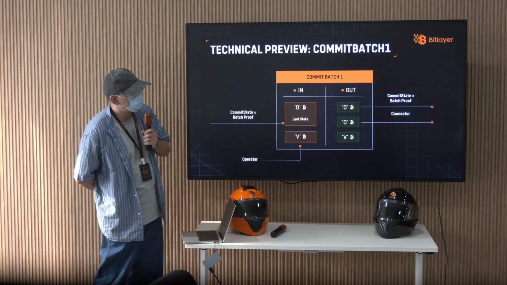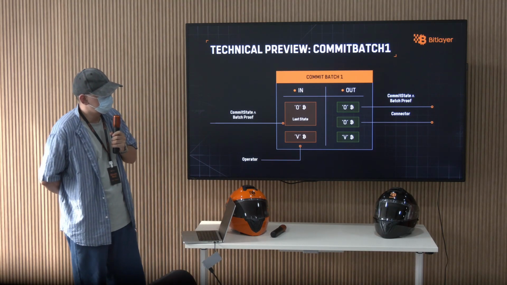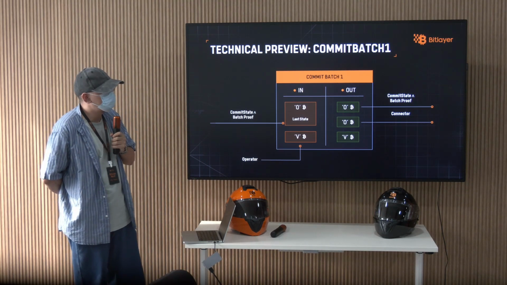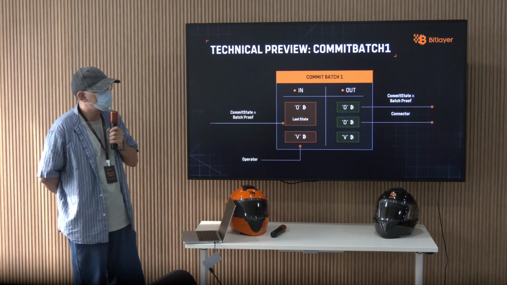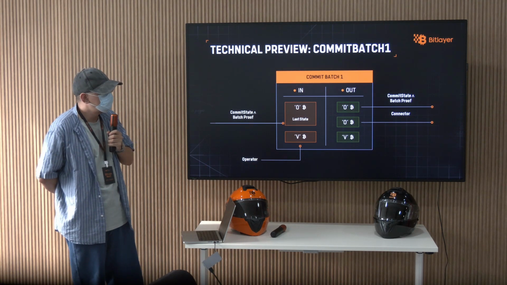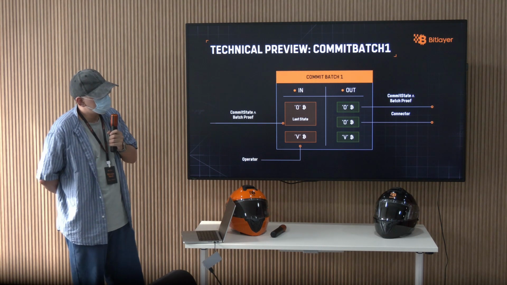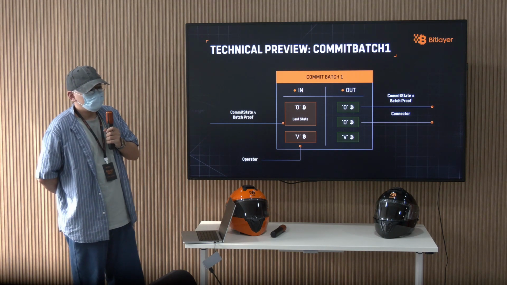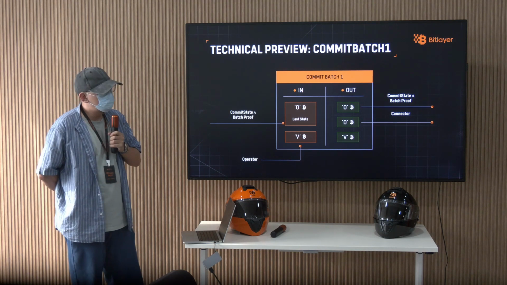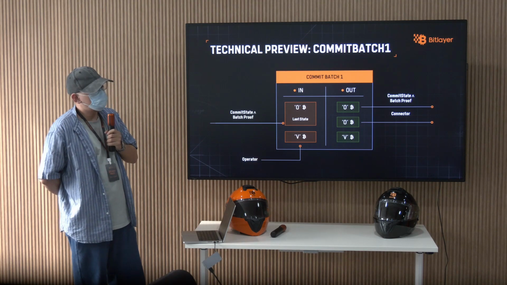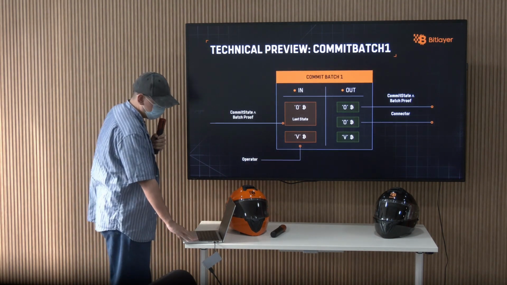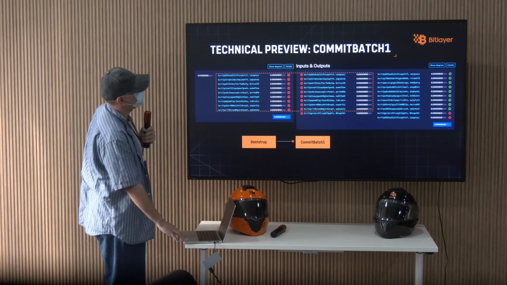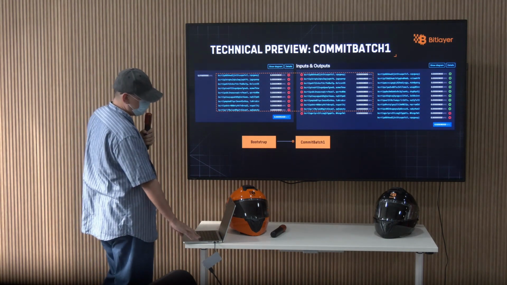Also, it has another input from the operator as the collateral. We also have 3 logical outputs. The first is just like the Bootstrap. It provides the commit state and the batch proof commitment. The last 2 are the connectors. The connector is used to lock the collateral used in the next output. Okay, and here is the detail of the transaction.